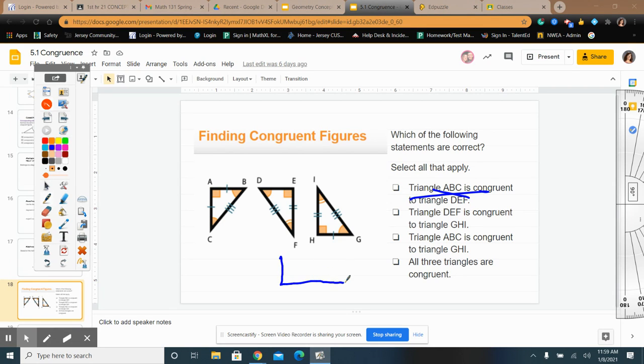Does DEF match with GHI? Well, let's see what happened here. D has 1, G has 1. This has 2 here, and that has 3 here. This one doesn't have a mark, but it could be 1. We have a square and an angle. Yeah, they are congruent. We really just didn't mark that this guy is the same as that guy. Triangle ABC is congruent to GHI. Do these two match? No. Again, we had the 1, 1, 3, and that's not the case. And that means that all 3 triangles are not congruent.